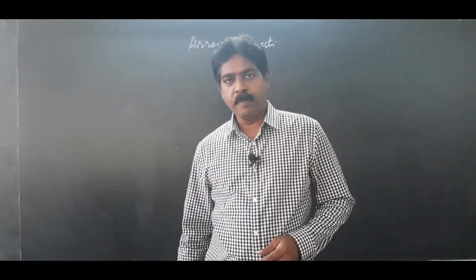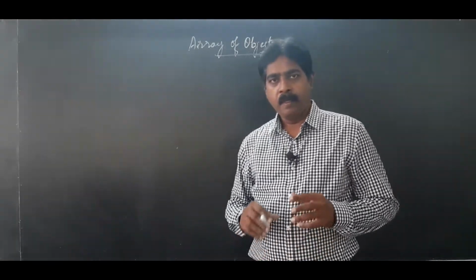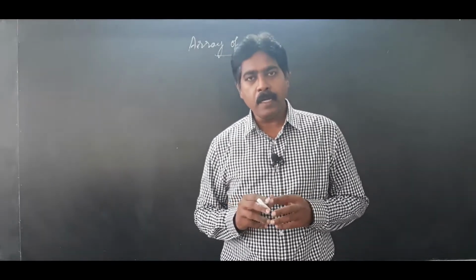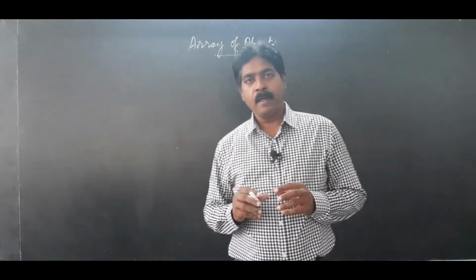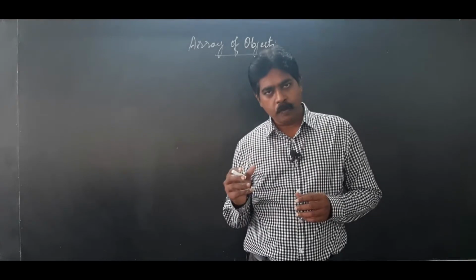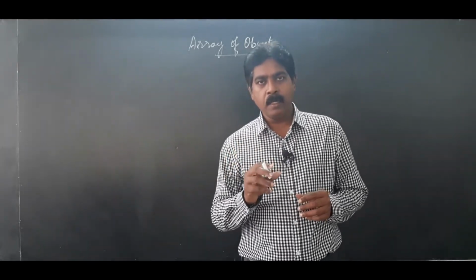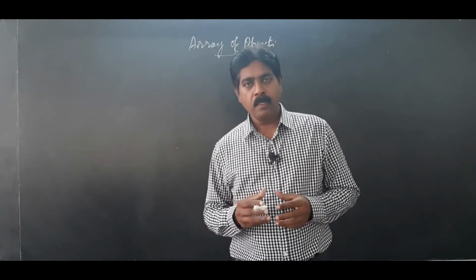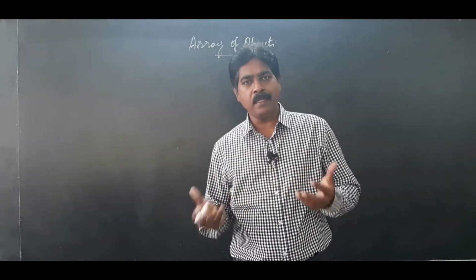The next topic we'll be discussing is array of objects. An array having class type elements is known as array of objects. I repeat, an array having class type elements is known as array of objects. An array of objects is declared after we have the class definition. As well, array of objects are declared like any other array.